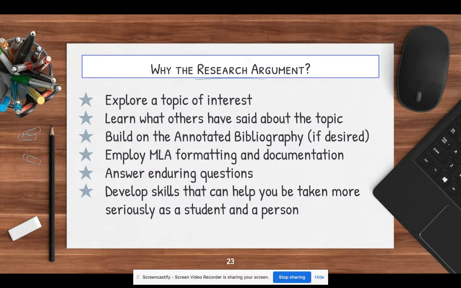So why the research argument? I kind of explained that already, but here are some things to keep in mind. All these things are skills you're going to build on and things you're going to do when you do the research argument. First and foremost, you have to be interested in the topic. I've already said that about the annotated bibliography. If you want to build on that same topic, fine, but many of you might have found when you were trying to find sources that isn't going to work for you. Perfectly fine, pick another one, it's up to you.